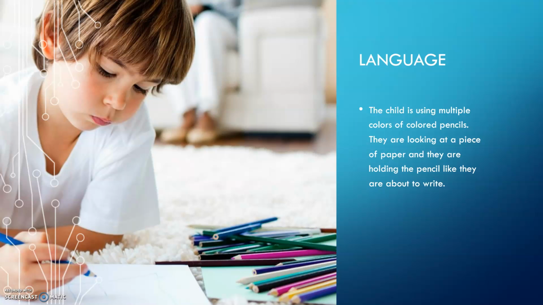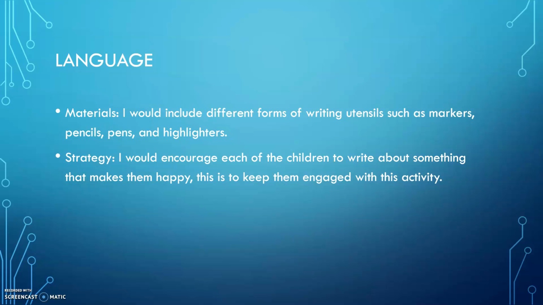Language. In this photo, the child is using multiple colors of colored pencils. They are looking at a piece of paper and they are holding the pencil as if they are about to start writing. Language materials. I would include different forms of writing utensils in this activity, such as markers, pens, pencils, and highlighters. Strategy. I would encourage each of the children to write about something that makes them happy. This is to keep them engaged with the activity and relate it to real life.